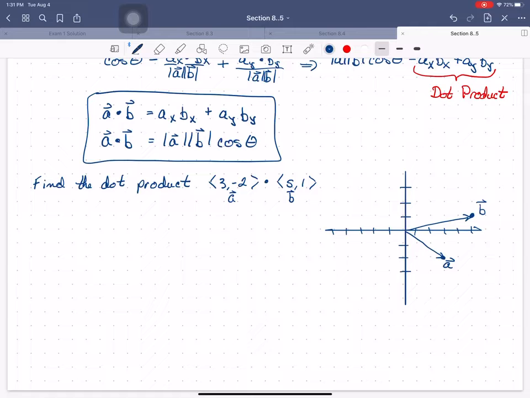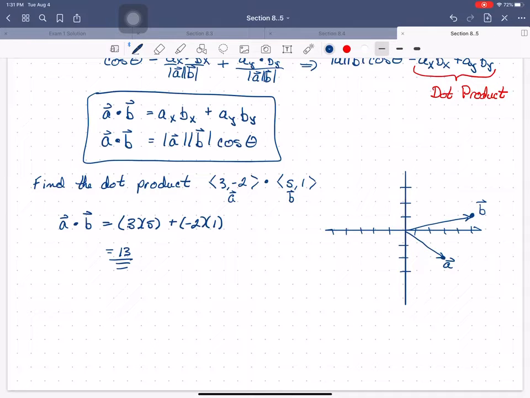And all I want to do is find the dot product. So I want to find A dot B. And that's just the x components multiplied together. So 3 times 5 plus the y components multiplied together, which is 15 minus 2, so that is 13. And that is the dot product.